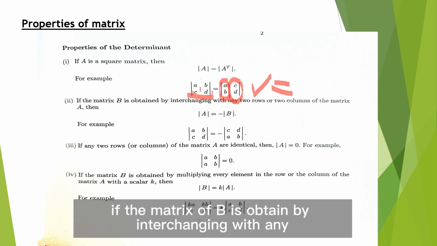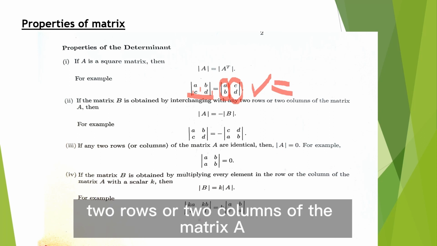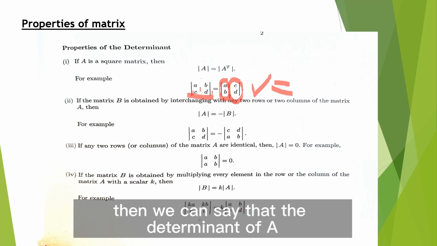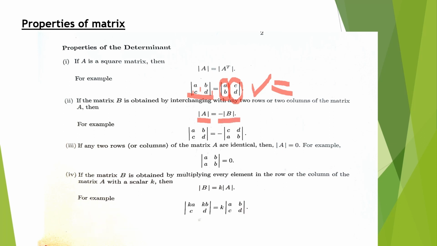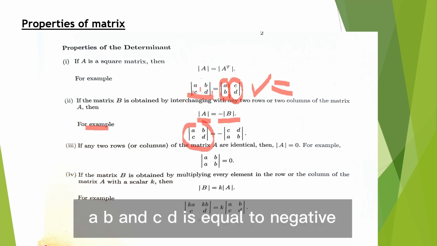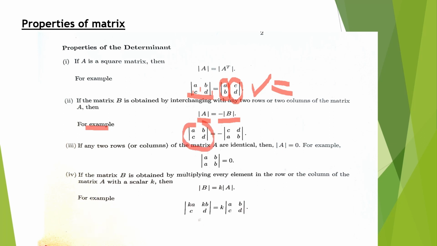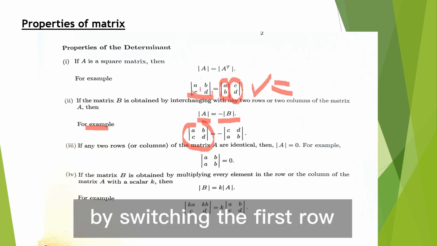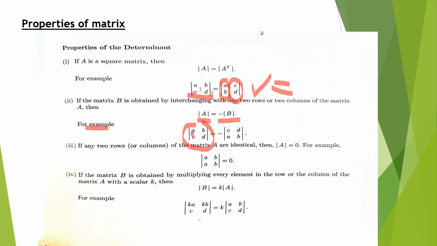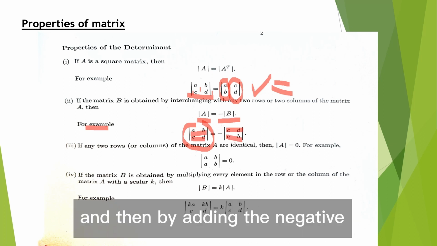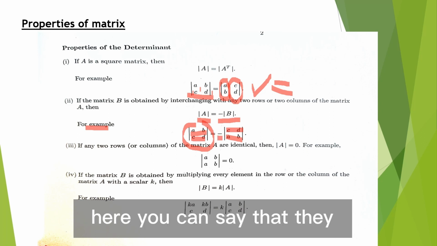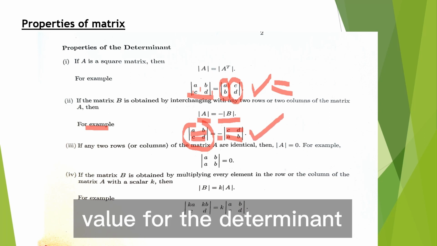For the second property, if the matrix B is obtained by interchanging any two rows or two columns of the matrix A, then the determinant of A is equal to the negative determinant of B. For example, AB, CD is equal to negative CD, AB. By switching the first row with the second row, and then adding the negative here, we can say that they have the same value for determinants.